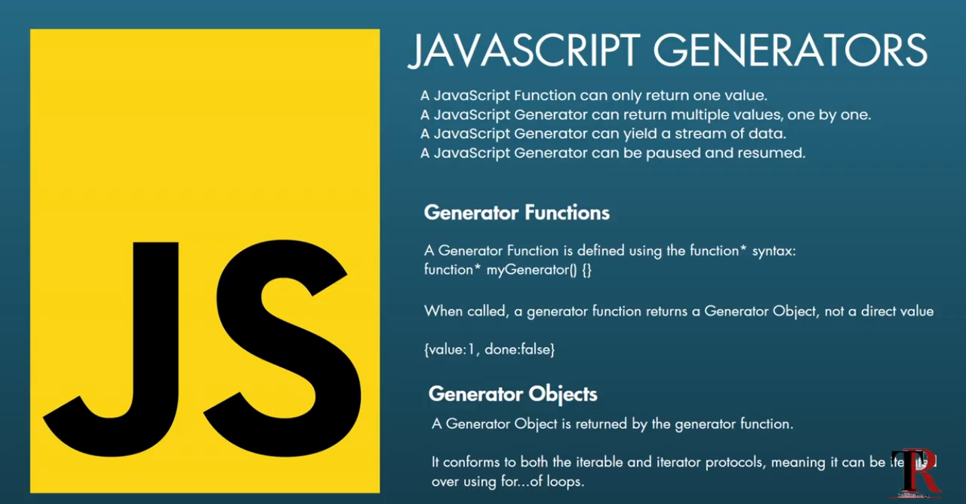So, moving away from iterators, which I've been talking about a couple of lessons ago, we are moving on to JavaScript generators, and this is another aspect of the JavaScript programming language. So, we are going to be looking at what a generator is in JavaScript.